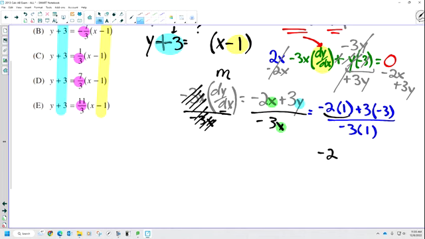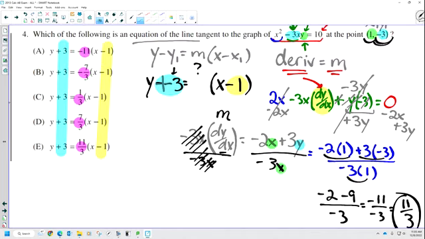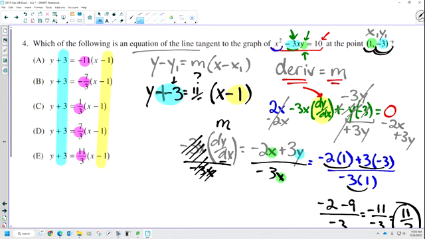Negative 2 minus 9 over negative 3. Negative 11 over negative 3. The negatives cancel. 11 thirds. That's my slope. 11 thirds is my slope. People, I'm saying it. It's 11 thirds. I'm calling it right there.